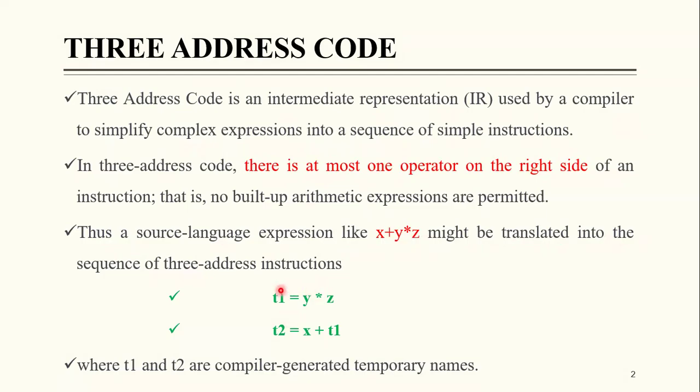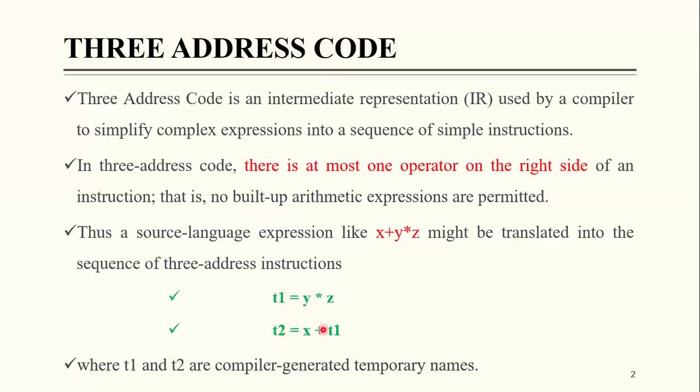as follows. T1 is equal to y star z, as per operator precedence. From this sub expression, we have converted the sub expression based on the operator precedence. T1 is equal to y star z. This y star z is taken from this expression, and T1 is a temporary name for the three address code.